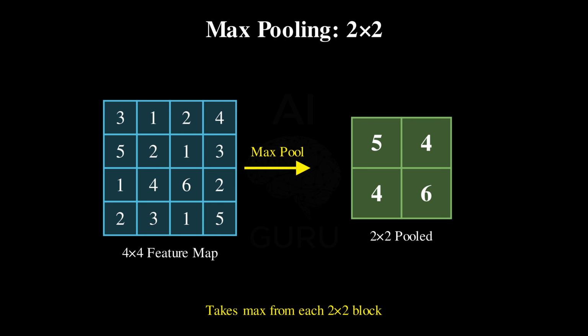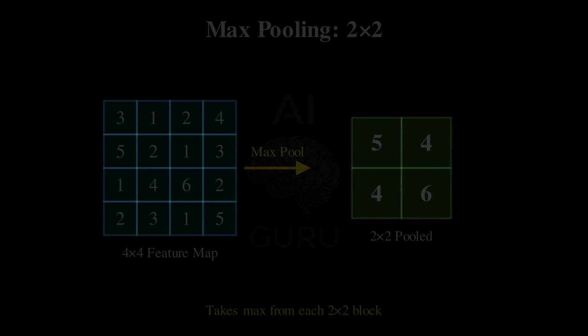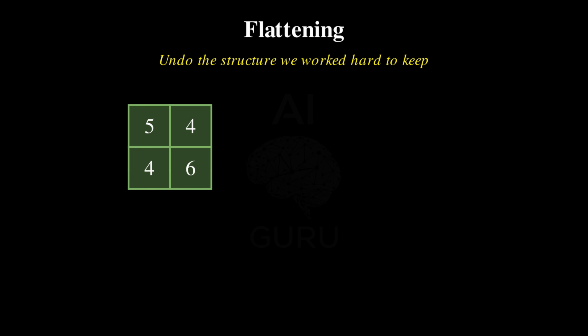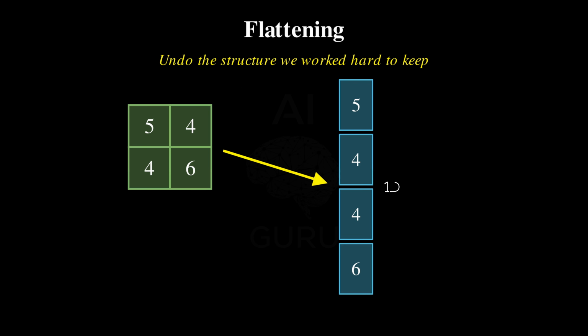Okay, so we've filtered the image for features, we've compressed it with pooling, but before the final classification, there's one more step. We have to flatten it. We have to undo the structure we worked so hard to keep. That's right. It seems counterintuitive, but after all the convolutional and pooling stages, the final tensor grid is turned back into one long vector. Why?